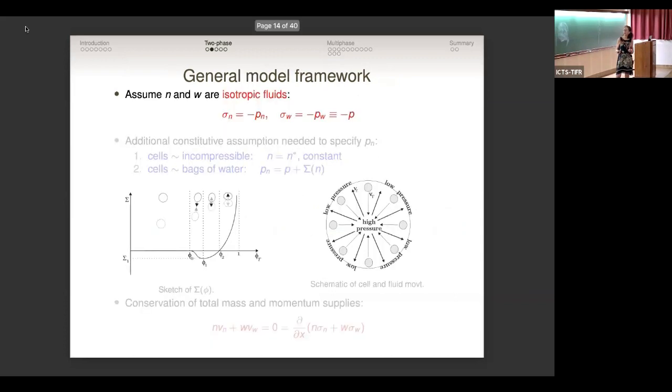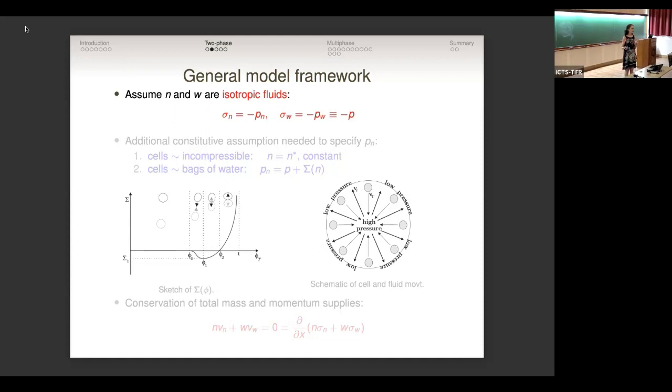Okay, good. So then I guess the question is, how should I view my cells and fluid? And again, probably the simplest thing to do is to assume that both are isotropic fluids. So therefore, I associate with each of them a pressure, Pn for the cells, Pw for the water, right? And I'm going to make the further constitutive assumption that the water pressure is the same as this interfacial pressure that I introduced on the previous slide. That's going to be encoded in Sn. So I haven't told you what Sn is yet, but we'll get there.